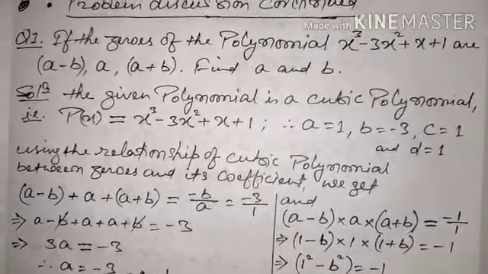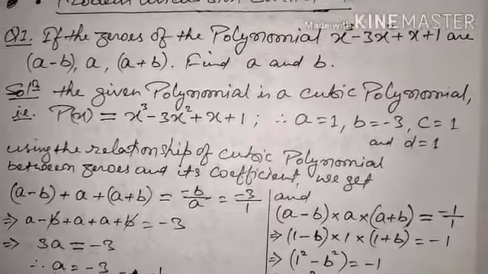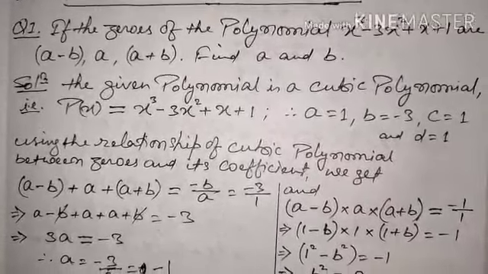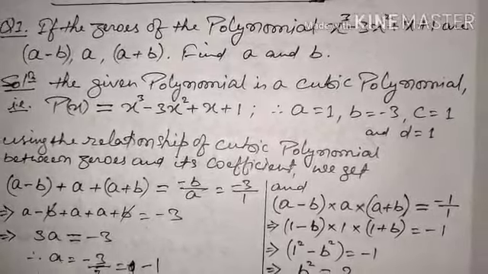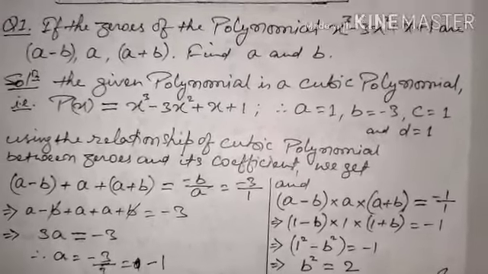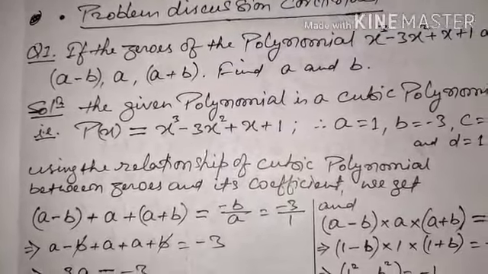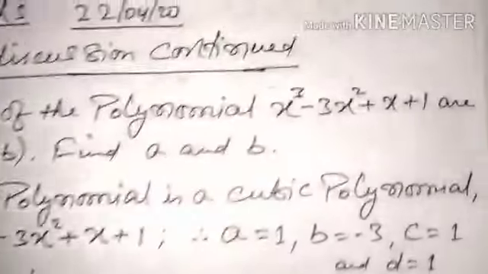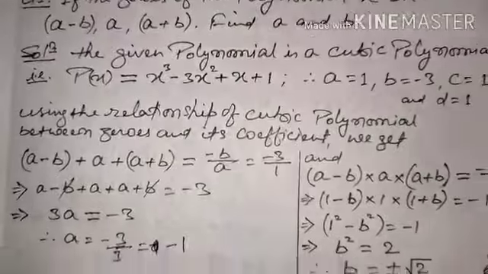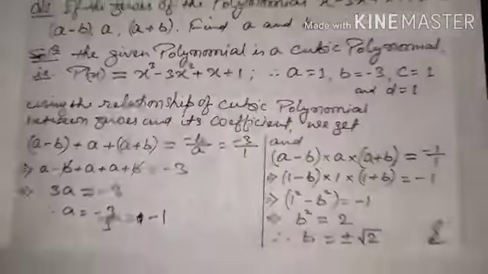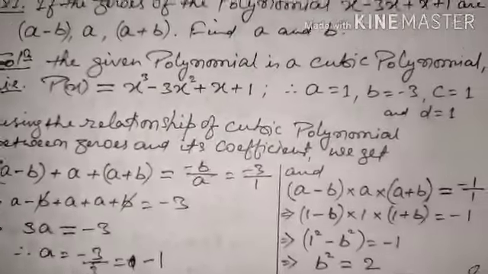So here is our question 1: if the zeros of the polynomial x cube minus 3x square plus x plus 1 are a minus b, a, a plus b, find a and b. Now we have to find the value of a and b, if these three, a minus b, a, a plus b, are the zeros of this polynomial. It is a very easy question. You will simply have to use the relationship between zeros and coefficients, and we can easily solve it. Okay, so let us start it.